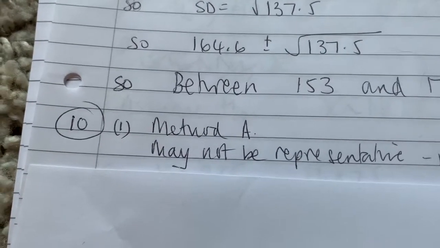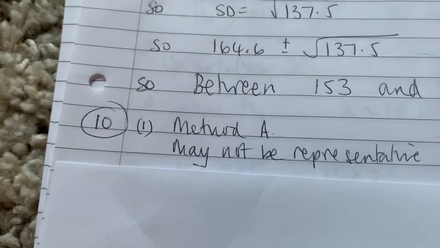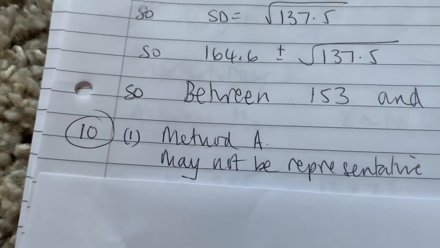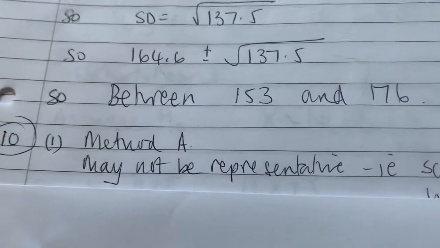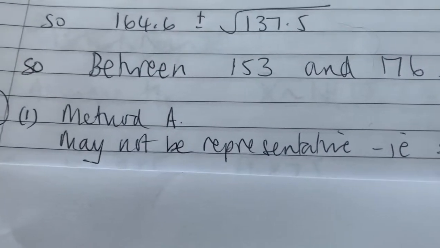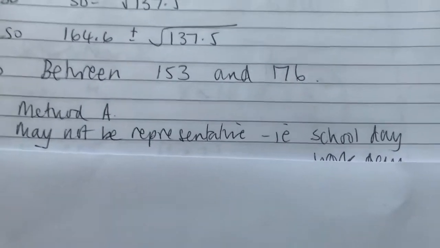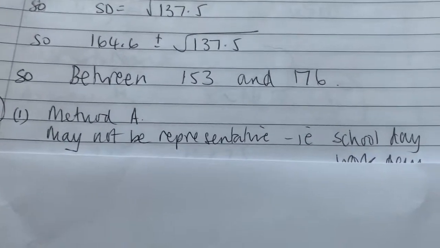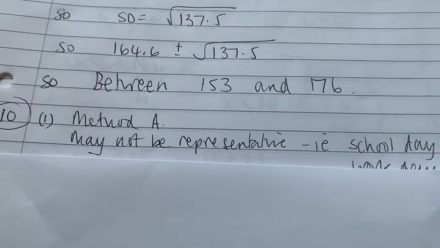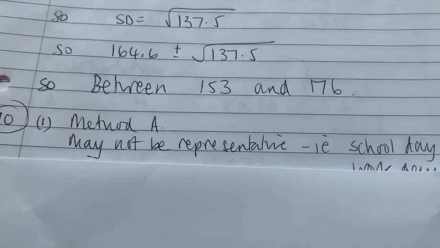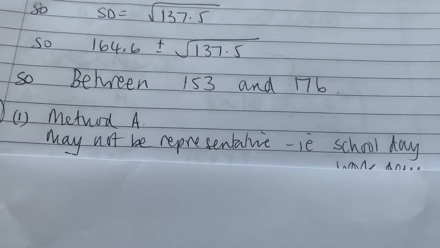So what is a disadvantage? Well, a random sample is good. There are lots of advantages to it. A disadvantage is that you might have chosen a particular day, i.e. a school day, so you'll probably get a lot of old people or a lot of babies, so it may not be representative. Method A.